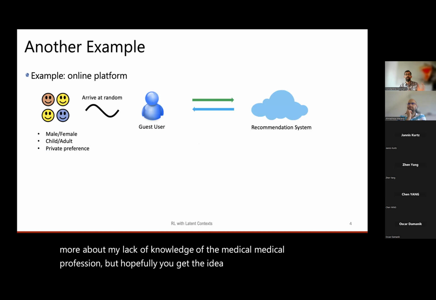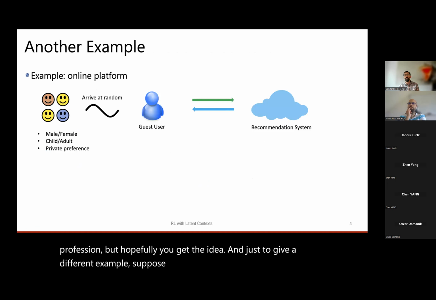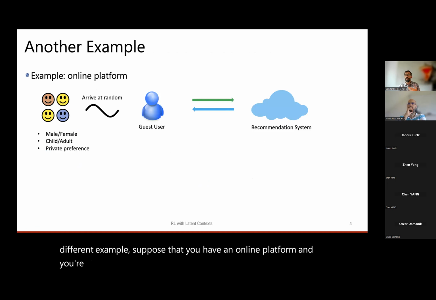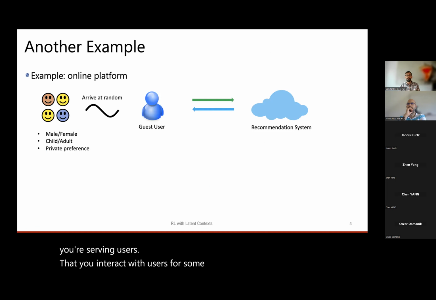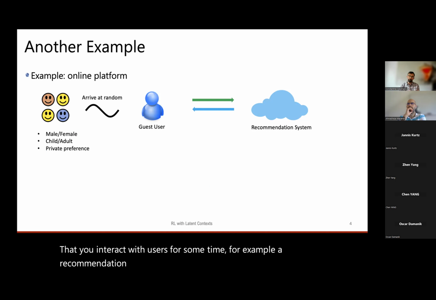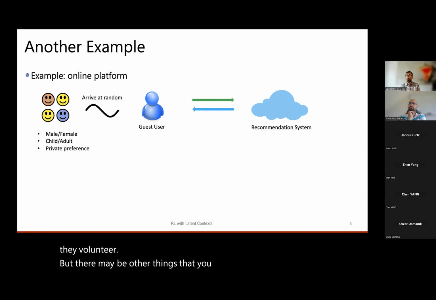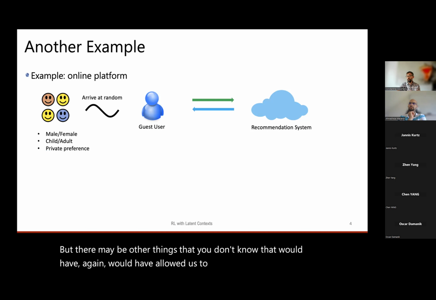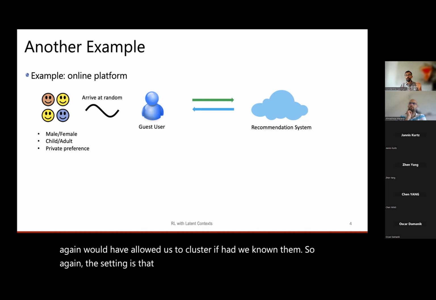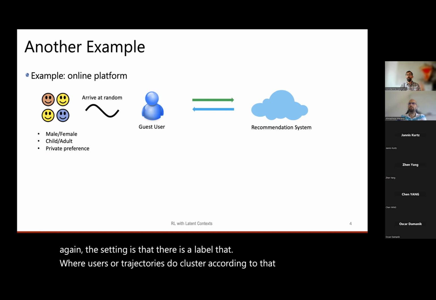And just to give a different example, suppose that you have an online platform and you're serving users and you interact with users for some time, for example a recommendation system. You know some things about your users, maybe some things they volunteer, but there may be other things that you don't know that would have allowed us to cluster had we known them. So again, the setting is that there is a label according to which users or trajectories do cluster, but we don't get to see that label.